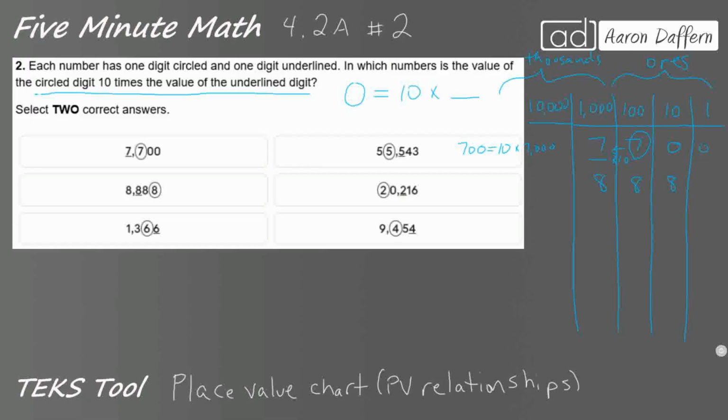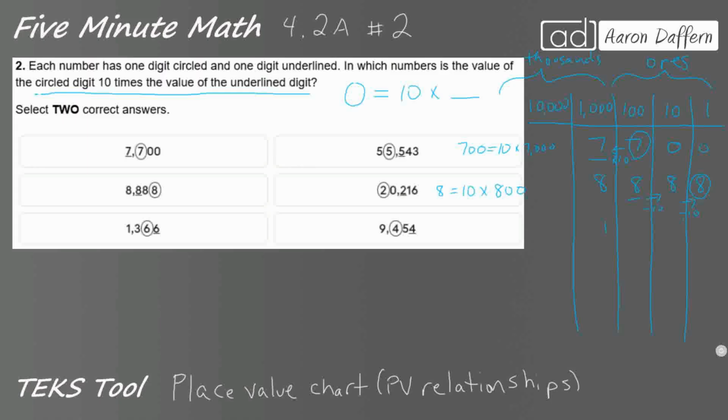This next one is all eights. And I've got a circle and an underline, but they're not next to each other. So let's do the same thing. What's the value of the circle? That's just 8. And that's going to be 10 times the value of what is underlined. 8 in the hundreds place, 800. 8 does not equal 10 times 800. 8 equals 1/100th of 800, right? You take 8 and you move it twice to the right, and you end up dividing by 10 or taking 1/10. So that's not going to work.